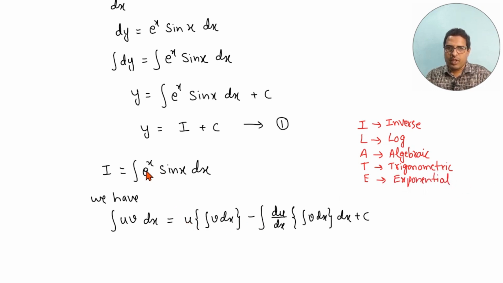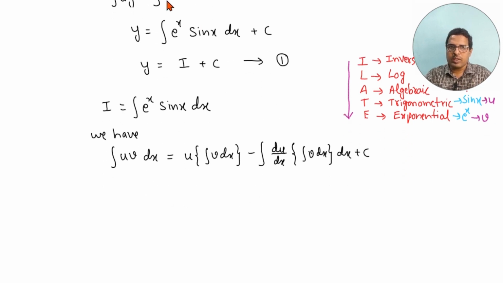So here you have e^x, which is an exponential function. Then you have sin x, which is a trigonometric function. Now if you check from top to bottom, the first value that appears is sin x, so you take this to be u. The last value, e^x, we take as v. So you have identified the values of u and v. Here u = sin x and v is nothing but e^x.